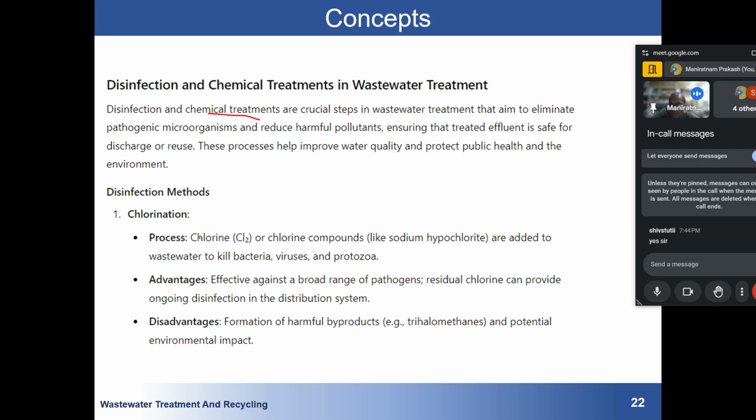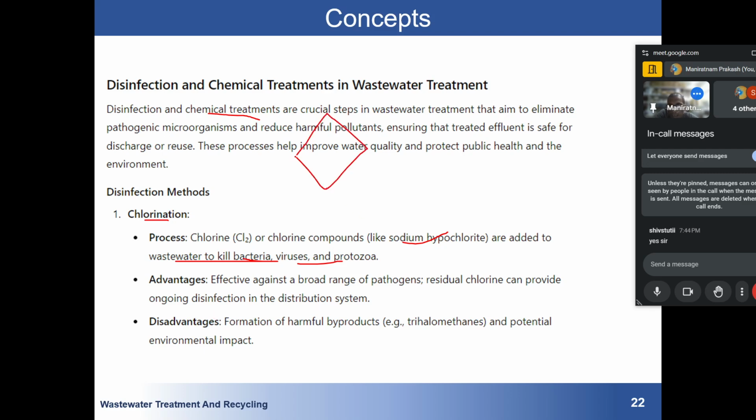The process helps improve water quality and protect public health and the environment. So with chlorine, chlorine or chlorine compounds like sodium hypochlorite are added to water to kill bacteria, viruses and protozoa. These are harmful pathogens that can cause waterborne diseases. So by adding it, we can kill those, and water will be fit for drinking. Advantage: effective against a broad range of pathogens. Residual chlorine can provide ongoing disinfection in the distribution system.